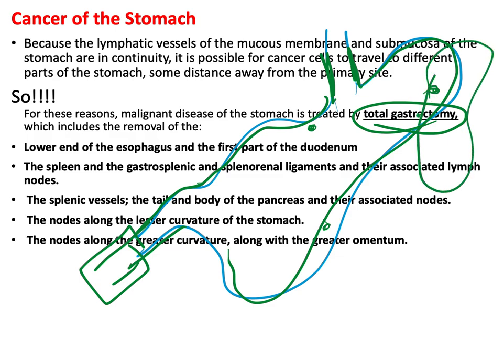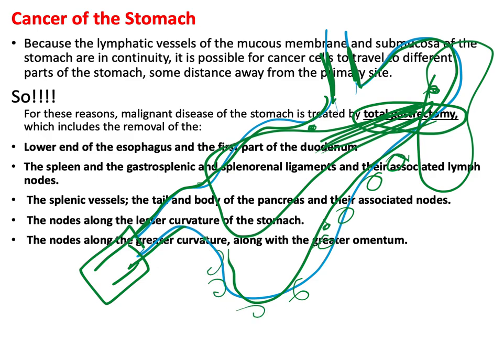So they remove the spleen and splenic vessels, veins and artery, and they remove the pancreas that's located here, and they remove the lymph nodes along the greater curvature and lesser curvature, and also the lower part of the esophagus, duodenum, splenic vessels. Yes, and the spleen, not the whole of the spleen.